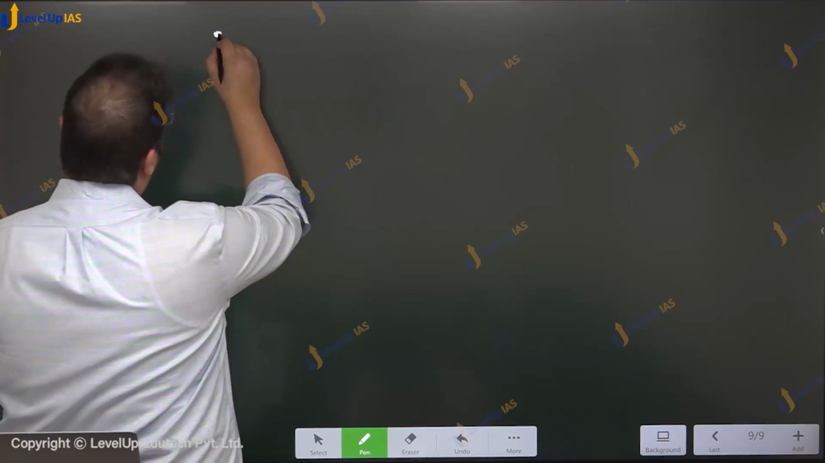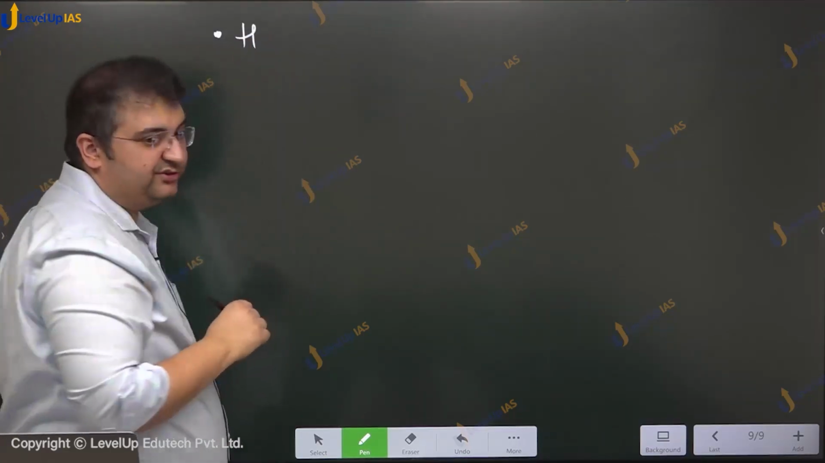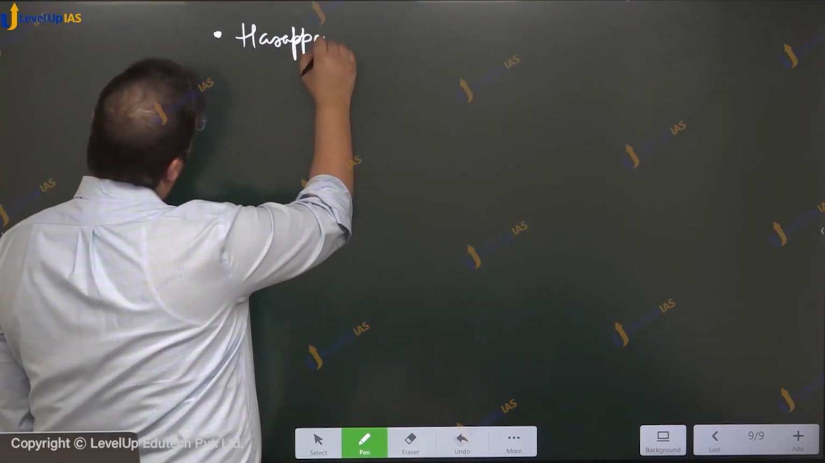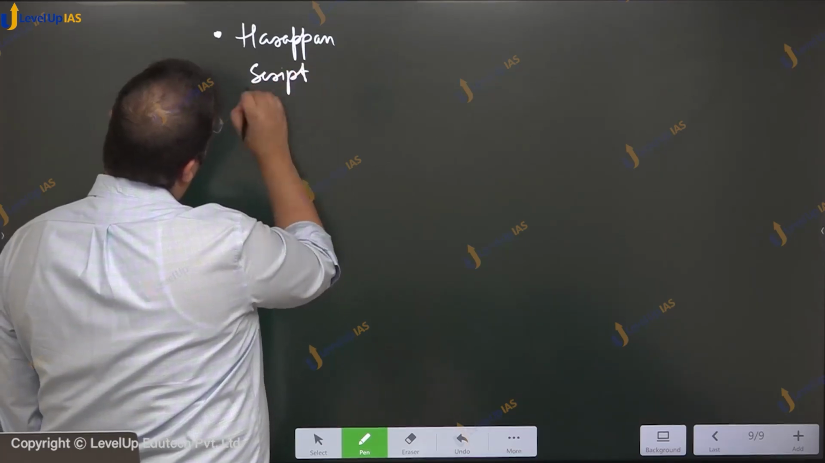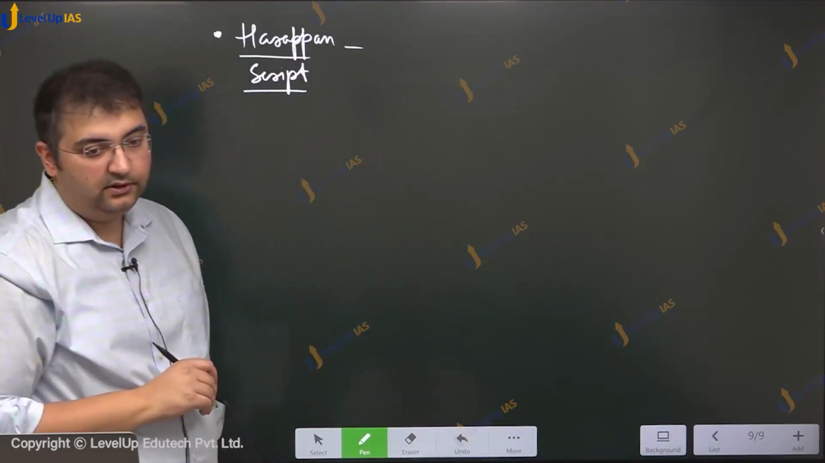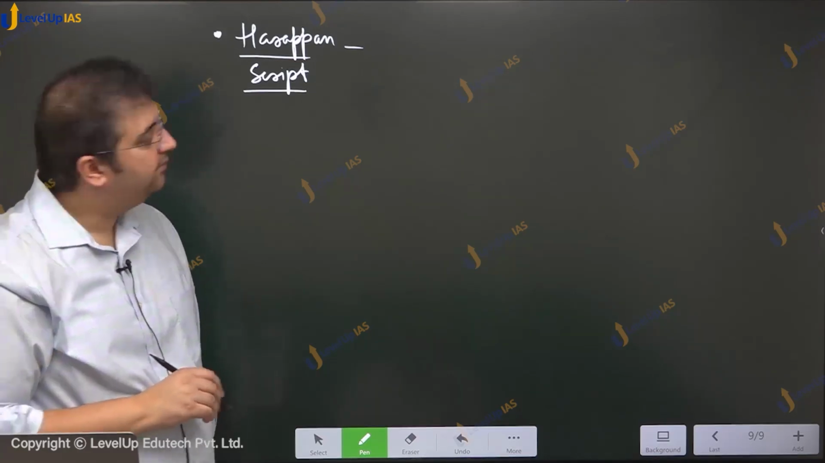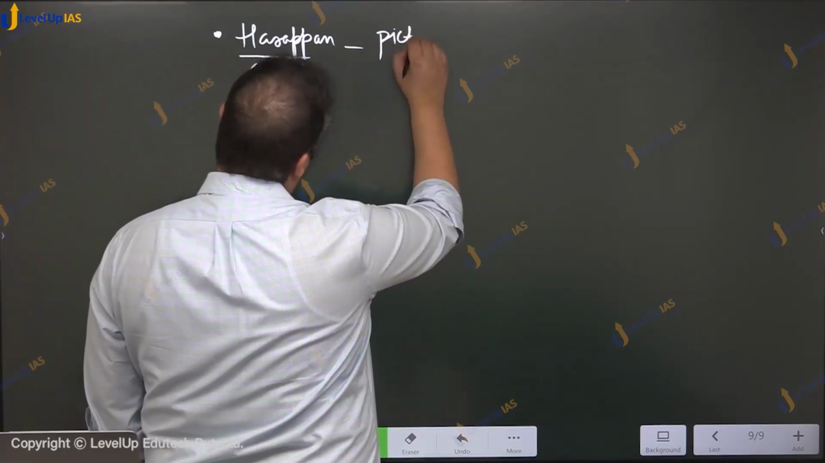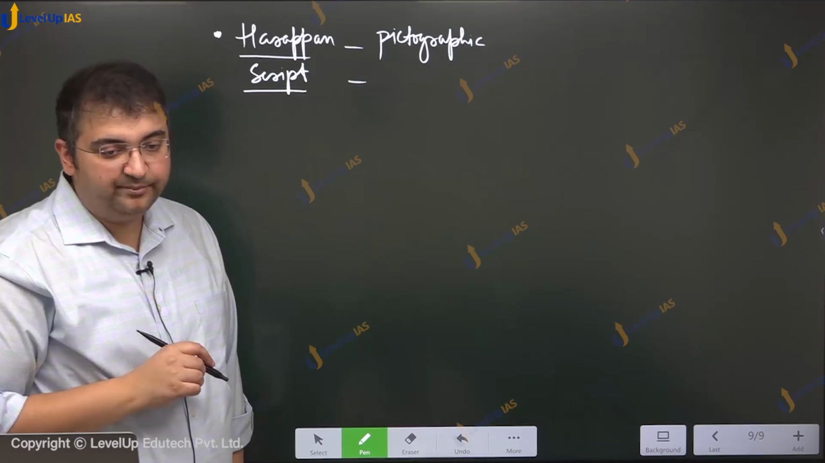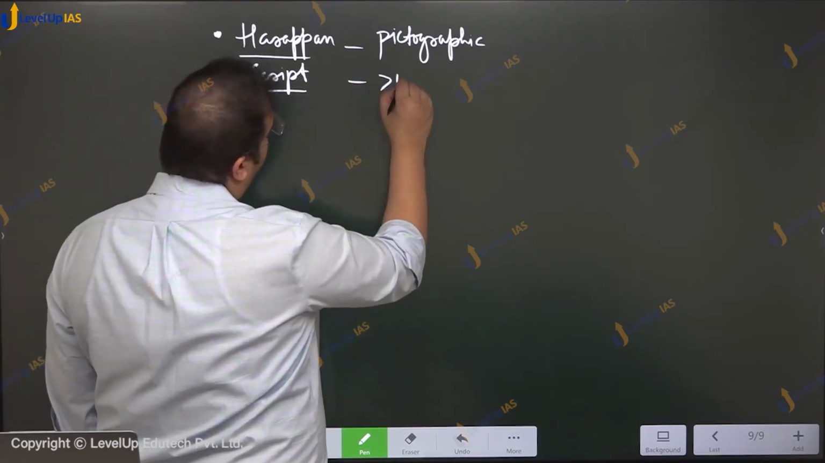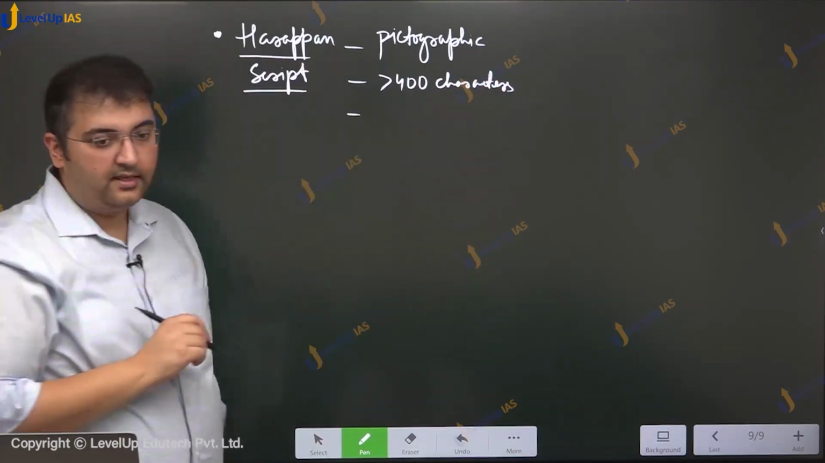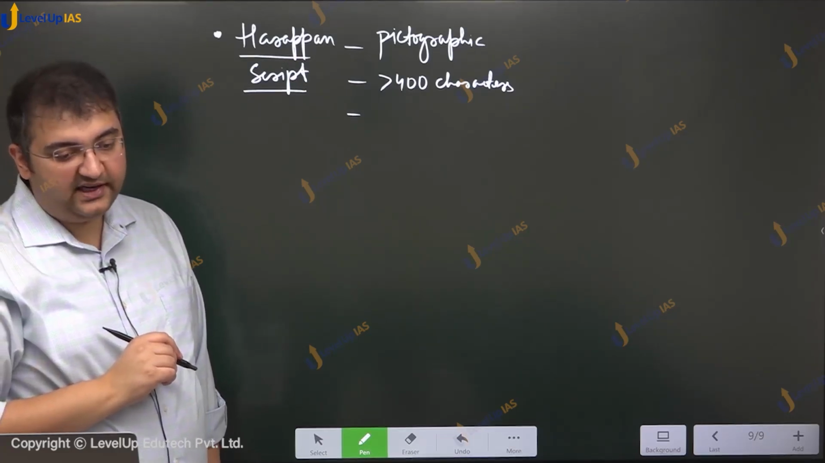While both had script, were the scripts of the Harappans and the Mesopotamians the same? No. Harappan script was किस तरह का स्क्रिप्ट था? लोगोसिलाबिक था या फिर पिक्टोग्राफिक था? पिक्टोग्राफिक. Instead of letters, symbols are used, consisting of more than 400 characters. And has it been deciphered yet? No, it remains undeciphered.